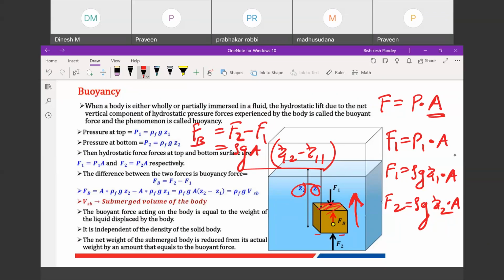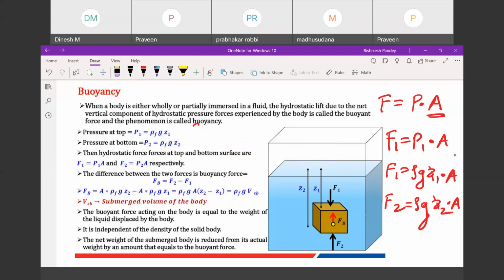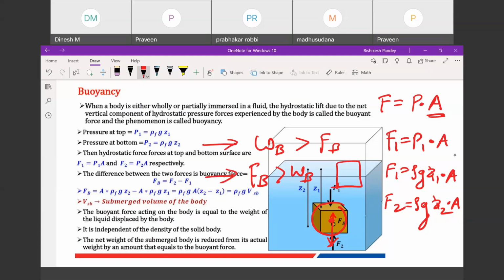So because of this height and pressure difference, a vertical component force is coming, and that is our buoyancy force, which helps in pushing this body in the upward direction. Now there is one more force which I have not considered here, which is the weight of the body itself. If the weight of the body is greater than the buoyancy force, then it will sink. And if the buoyancy force is greater than the weight of the body, then it will float. So these are the two conditions we will study in buoyancy.